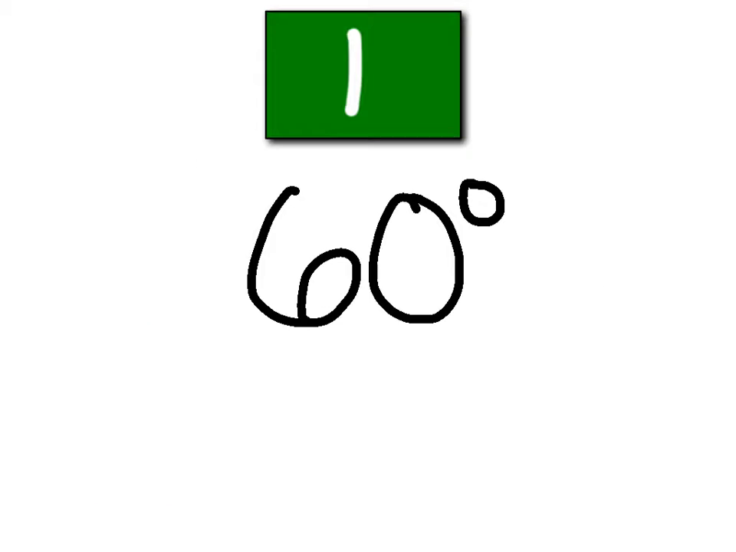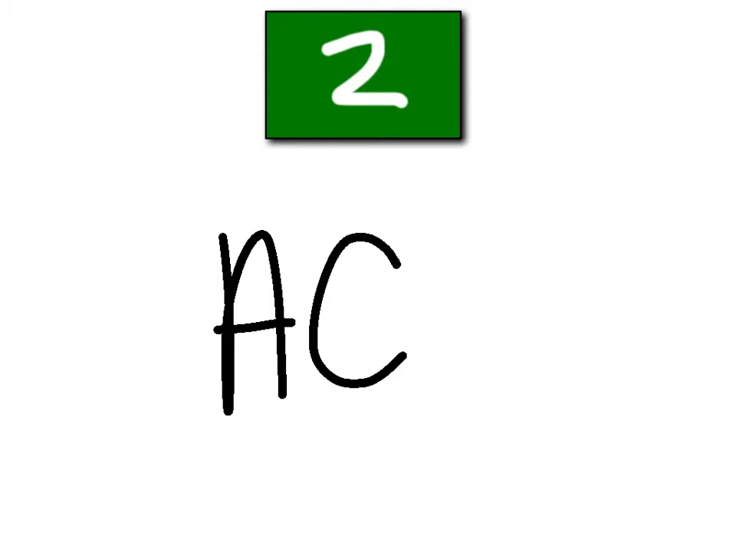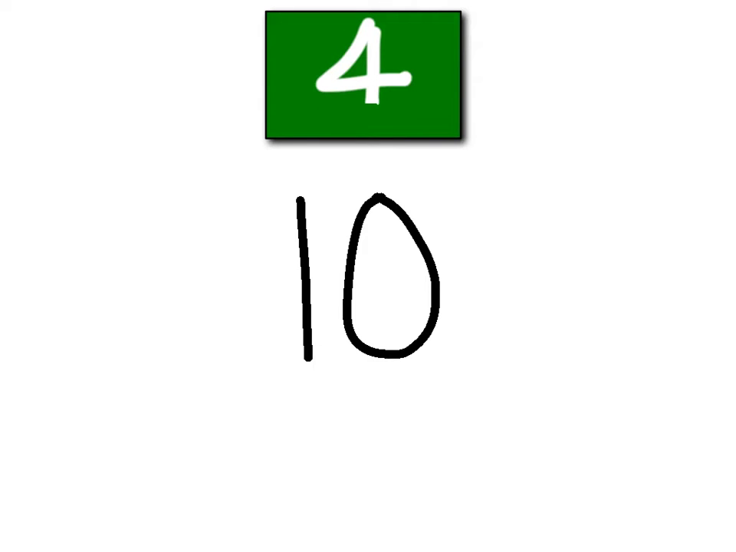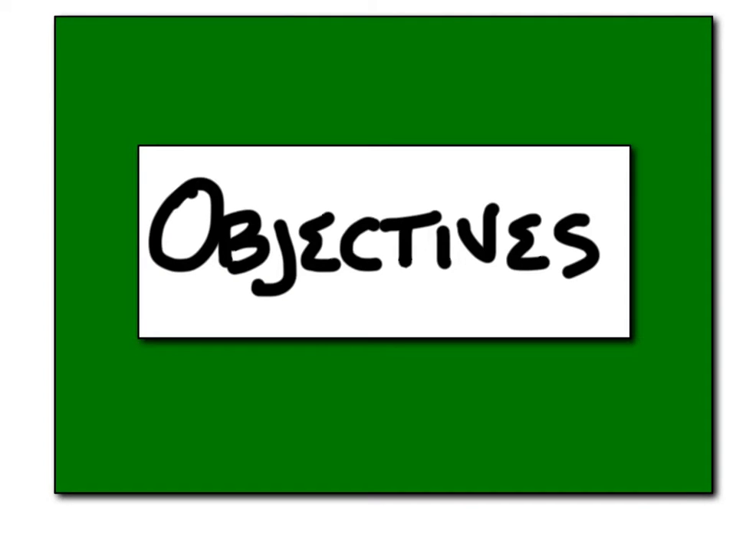Extra credit answers. Number 1 should be 60 degrees. Number 2 should be AC. Number 3 should be 30. Number 4 should be 10.